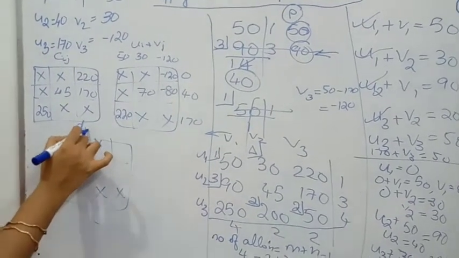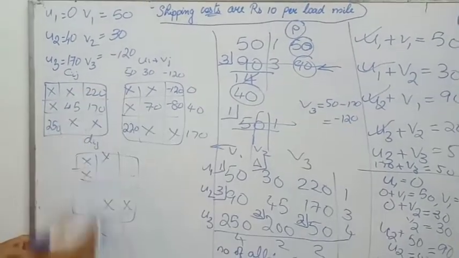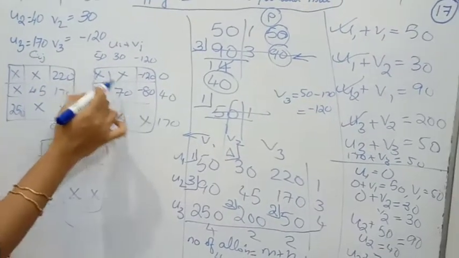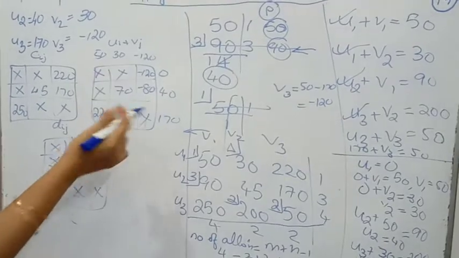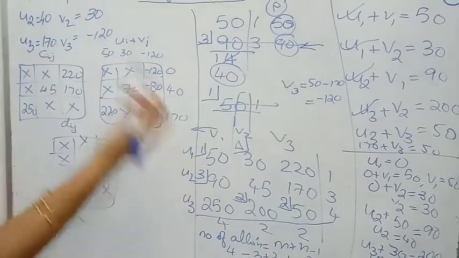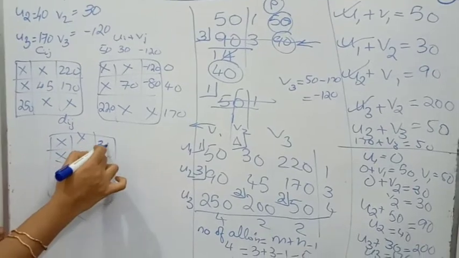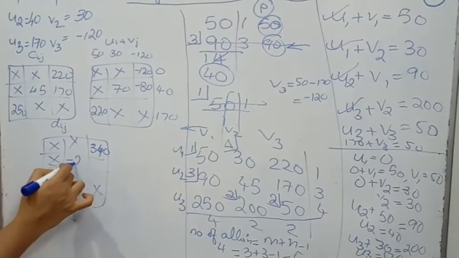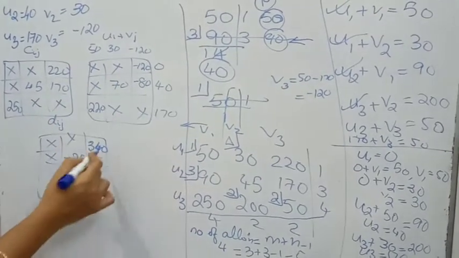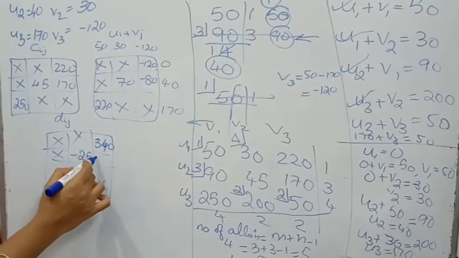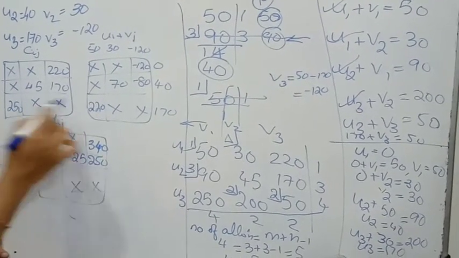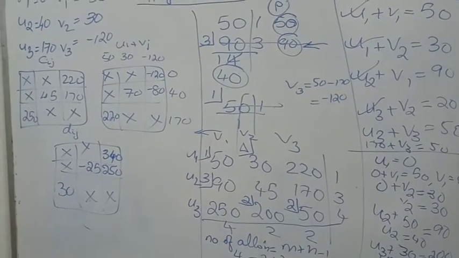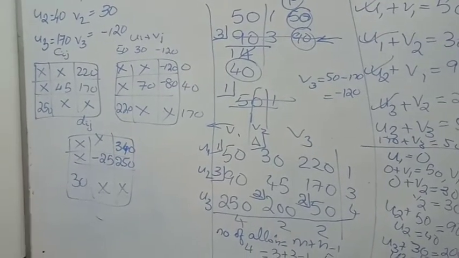Okay. Now the last table stands for what? Dij. How will you get the Dij value? Take the difference of the first two tables. 220 minus minus 120, it becomes what? 340, right? 220 plus 120, it is 340. That's a positive value. Okay. 45 minus 70, it's 25. 170 minus minus 80, it is 170 plus 80, it is 250. 250 minus 220, it is 30. See, again we got a negative value here. Since you got a negative value in the Dij values, our solution is not optimum.